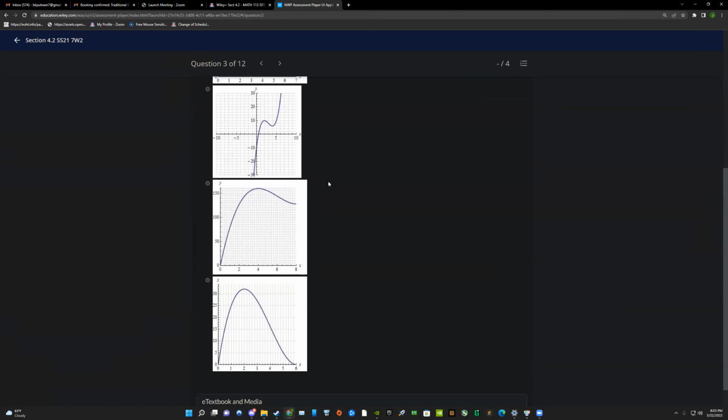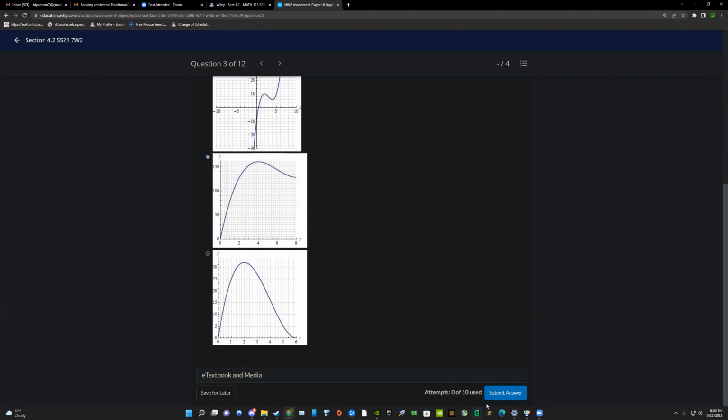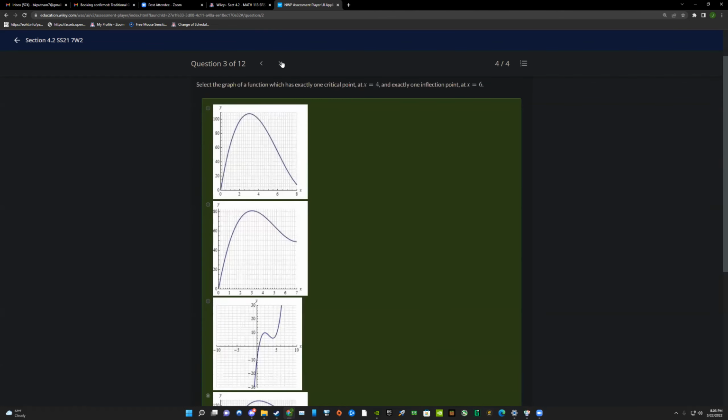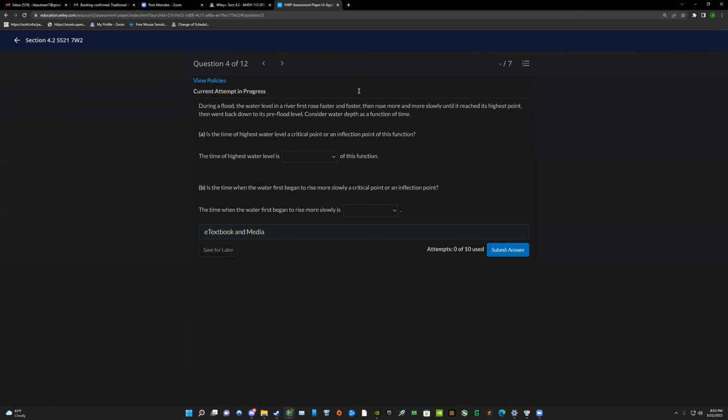So the second from the bottom, it for sure has a critical point at 4 because there's a horizontal tangent there. Now at 6, does it change inflection? It looks like it does. It sure does. Inflection points. All right.